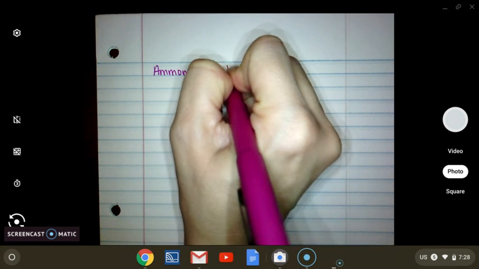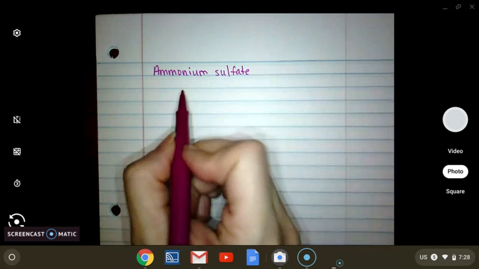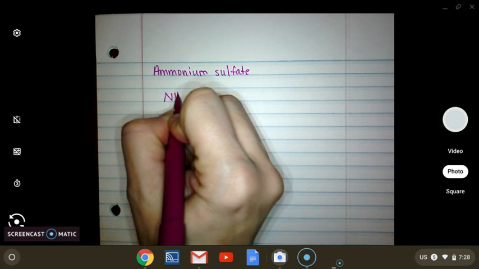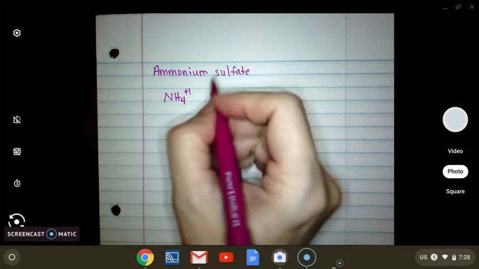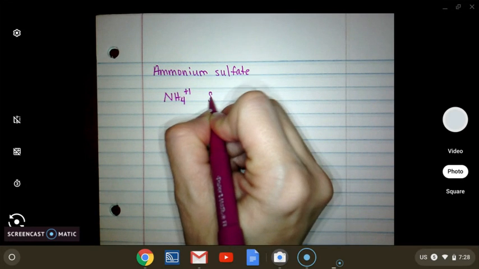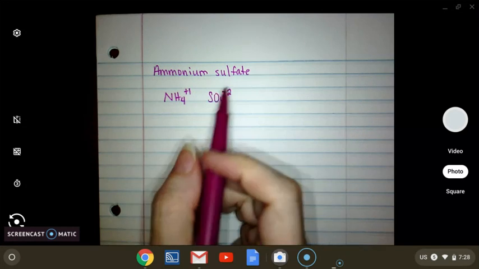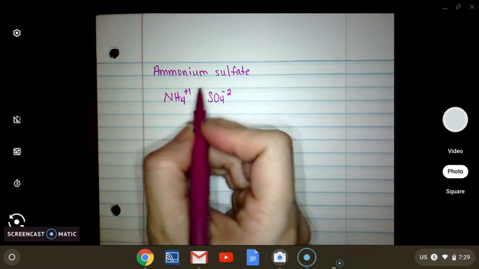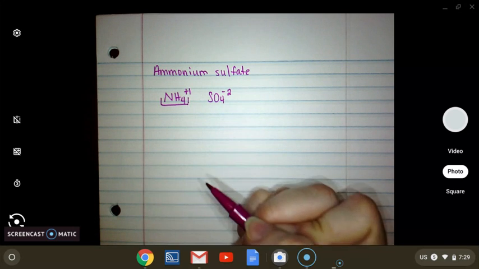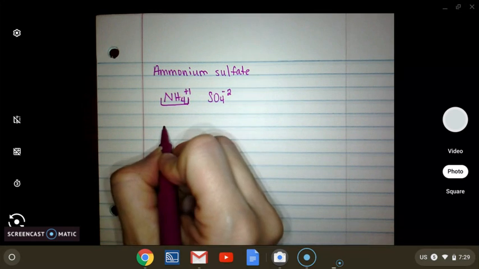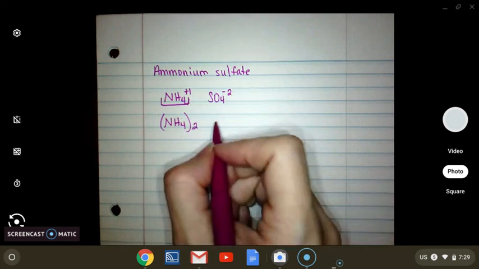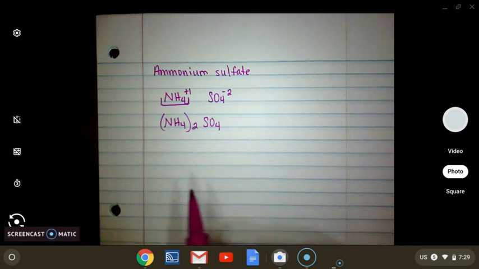is ammonium sulfate. And remember, ammonium and sulfate, that's an ionic bond. So ammonium is NH4 plus 1. Sulfate is SO4 negative 2. Remember, they have charges, so they switch. So the 2 goes with NH4. Remember, you have to keep this together. You cannot separate it. So it's NH4 parentheses 2 and then SO4.